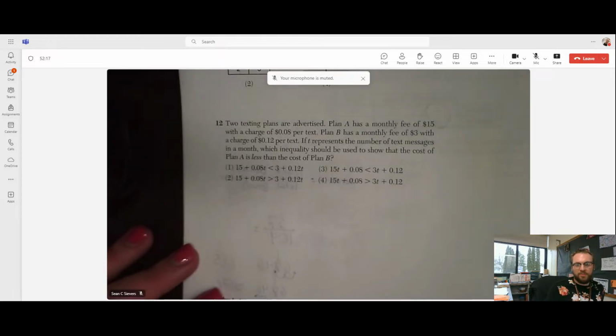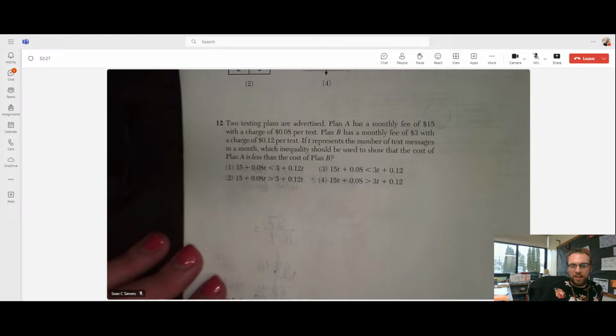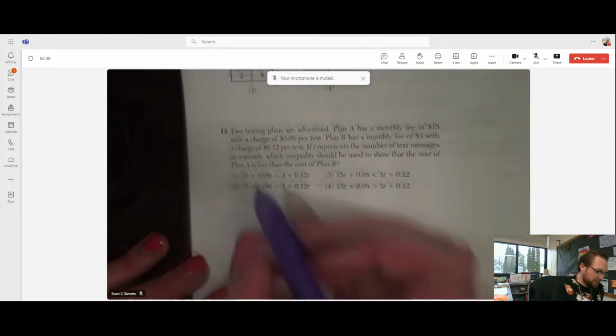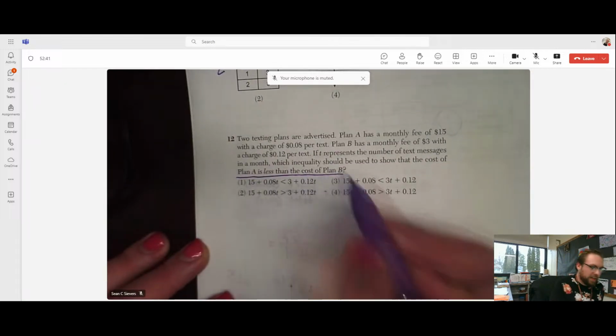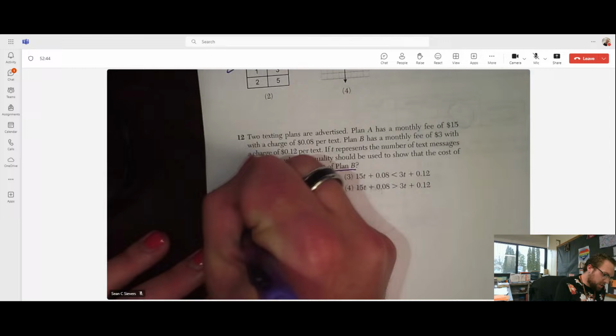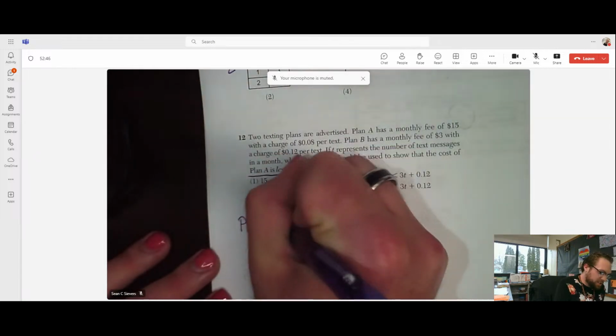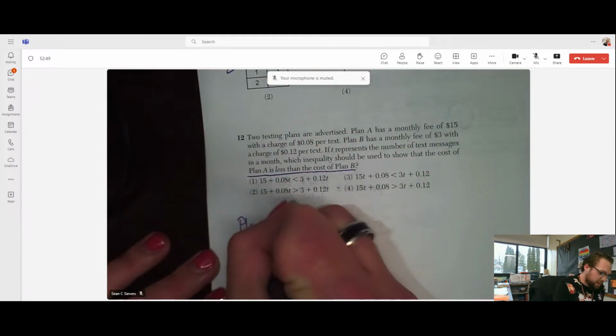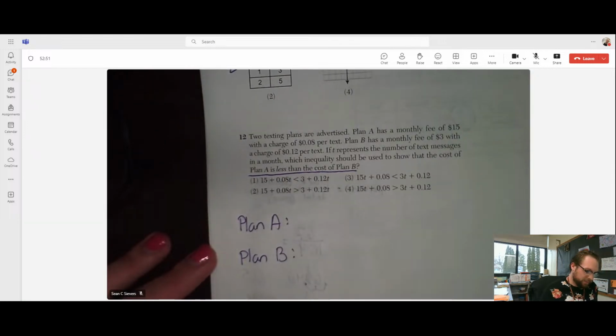All right, number 12. So 2 texting plans are advertised. Plan A has a monthly fee of $15 with a charge of 8 cents per text. Plan B has a monthly fee of $3 with a charge of 12 cents per text. If T represents the number of text messages in a month, which inequality should be used to show that the cost of Plan A is less than the cost of Plan B? So let's just go ahead and come up with expressions for both Plan A and Plan B.